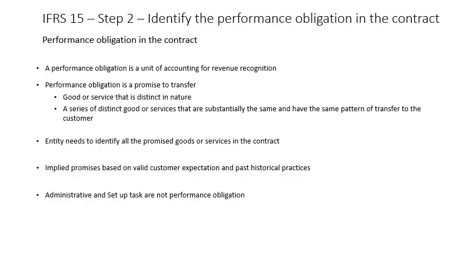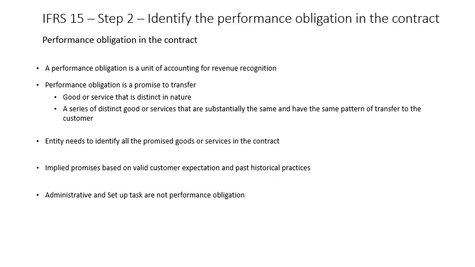Once the entity identifies the contract with the customer, the next step is to identify the total number of performance obligations in the contract. Now, this is a very important step because if the total number of performance obligations is not identified correctly, then it might impact the timing of revenue recognition. So, what's a performance obligation? A performance obligation is like a unit of accounting for revenue recognition.